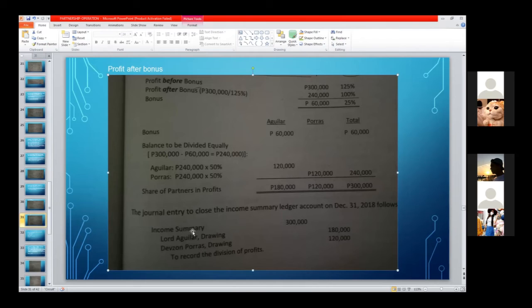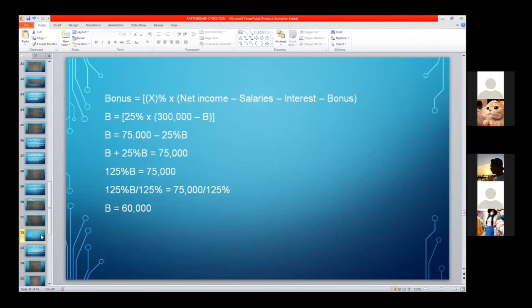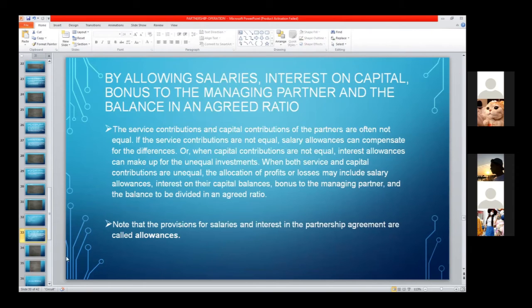So, ayan na. Meron na tayong income summary na 300,000. And then, drawing na 180,000 kay Aguilar. And then, 120,000 kay Horas. Okay. So, next naman.